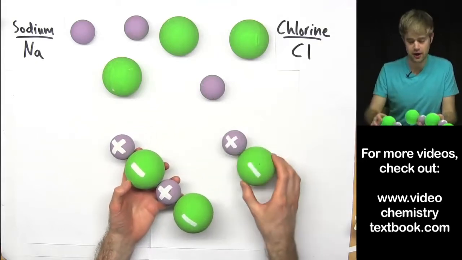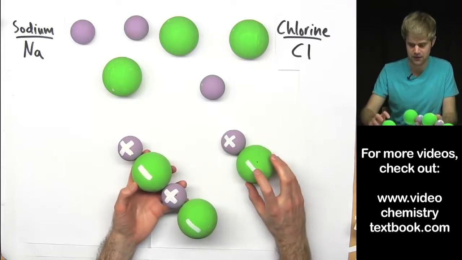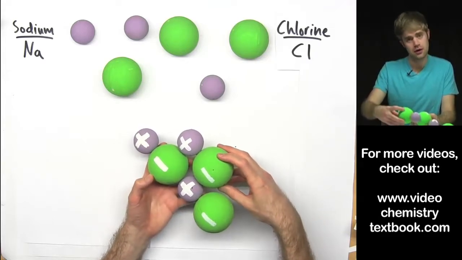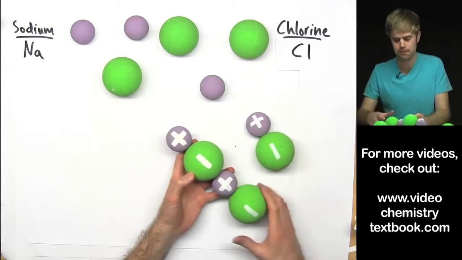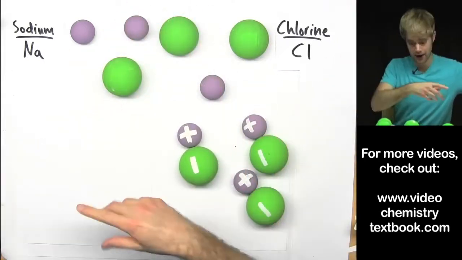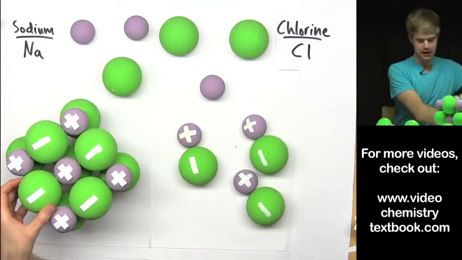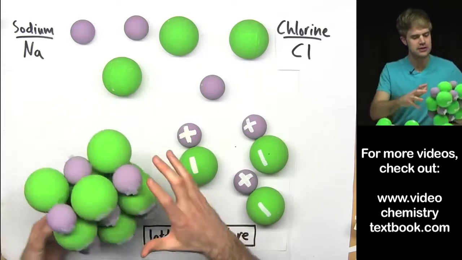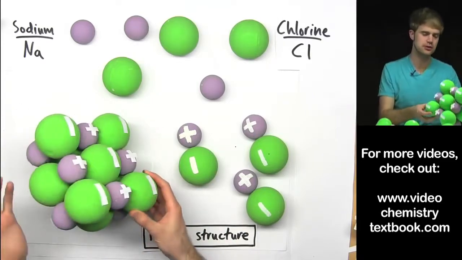And then there's this guy over here, and this positively charged sodium could be attracted to this negatively charged chloride, and this negative charge could be attracted to this positive charge. So this will come together just like here, and we start building a much bigger shape. If we get a bunch of these sodium and chlorine atoms getting charges and coming together, we're going to end up with a shape like this. This is called a lattice structure. You can see how these ions are packed really closely together and how they're making this larger shape.